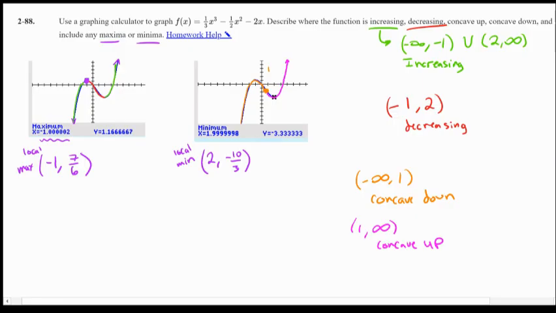And so that kind of answers every question here. I have a maximum here, then a minimum. I have my intervals: there's 2 of them of increasing, my single interval of decreasing, my interval where it's concave up, and my interval where it's concave down.